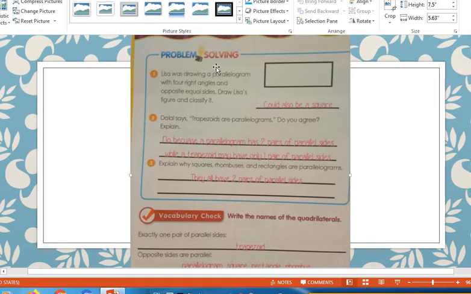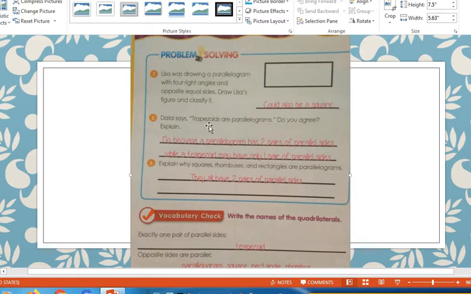Problem solving, it's very important to solve the problem solving. Lisa was drawing a parallelogram with 4 right angles and opposite equal sides. Draw Lisa's figure and classify it. Here, 4 right angles and opposite equal sides. It could be a rectangle or a square, both are right.